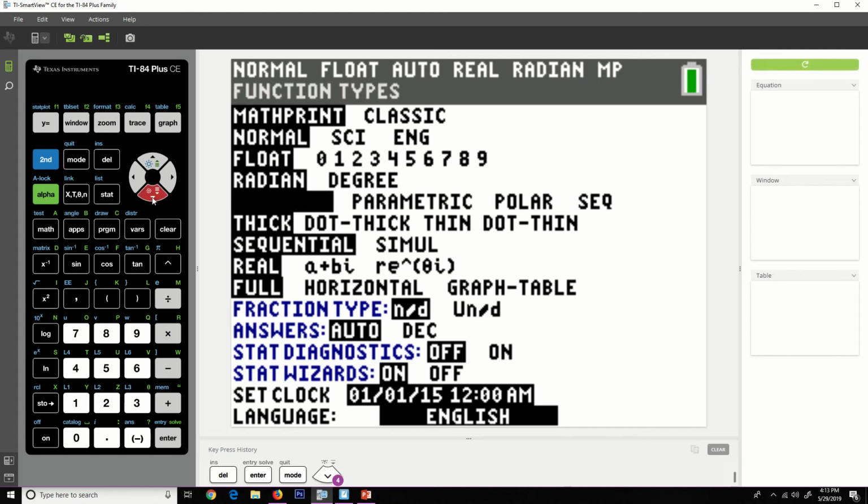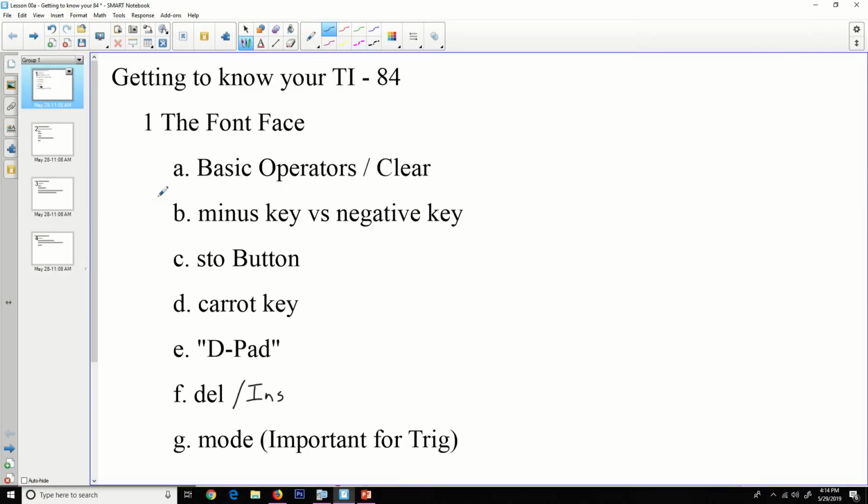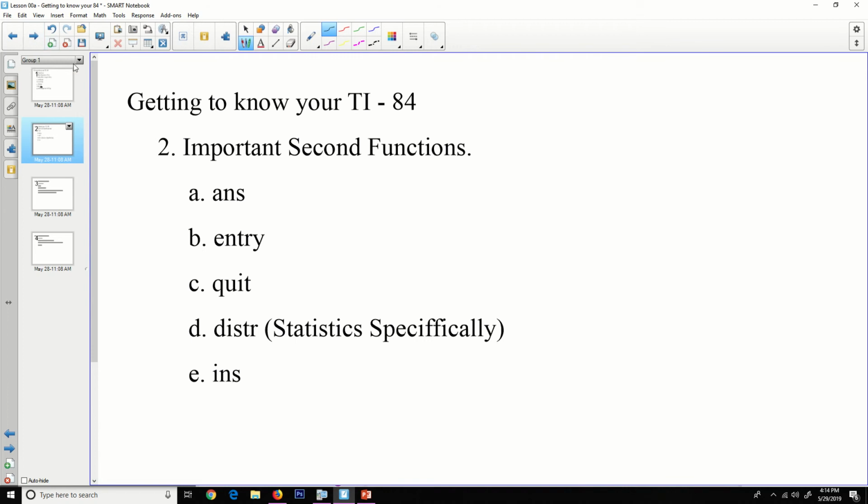So if you're in my stats class, you definitely want to come down here to stat diagnosis, because we'll use it eventually, and we'll talk about it in class. And you want to turn that to on, and I can't show you what we're going to use it for right now, but we'll get there, and it'll be good.